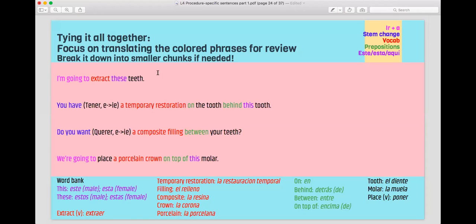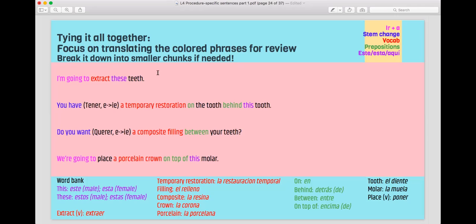So voy, for those of you that are catching up with how quick that was, voy is what we just learned, your form of ir, you're going to. Extraer is just our vocab word that you don't need to conjugate in this case because we used the voy a. Earlier on, Roxy went over estos, estas, and este, esta. And so teeth is plural, dientes, and it's male, so we would use estos.